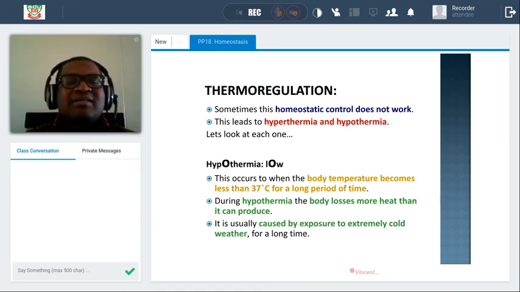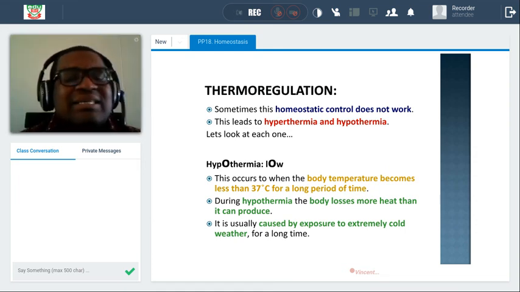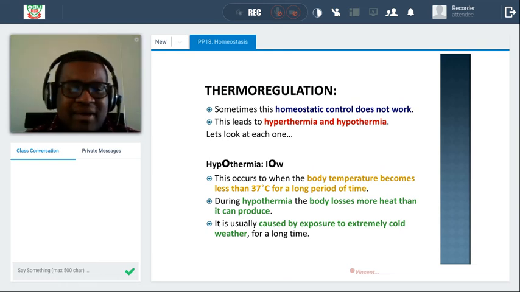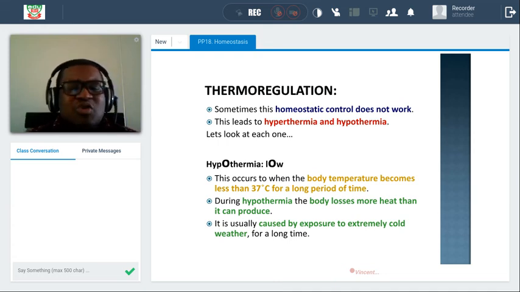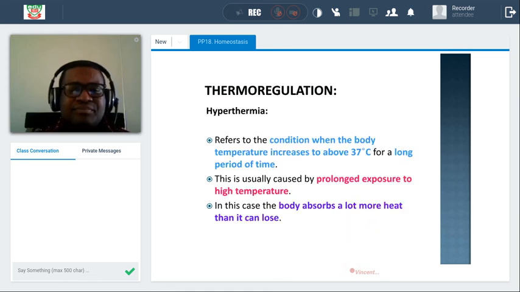Sometimes this homeostatic control does not work. This leads to what we call hyperthermia or hypothermia. Hypo means low. Hypothermia occurs when the body temperature becomes less than 37 for a long period of time. During hypothermia, the body loses more heat than it can produce, like when they put you in the fridge. It usually occurs by exposure to extreme cold weather for a long time.